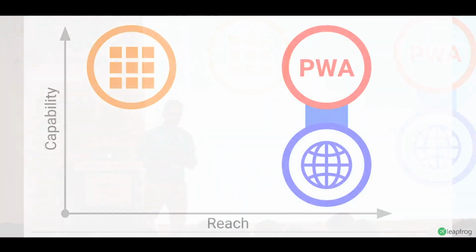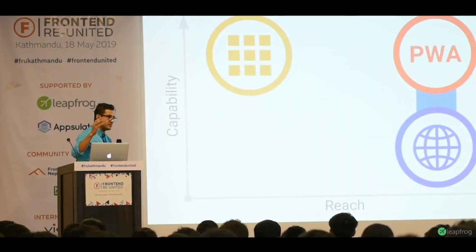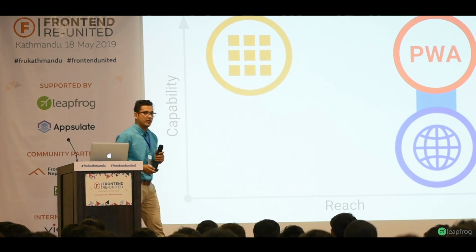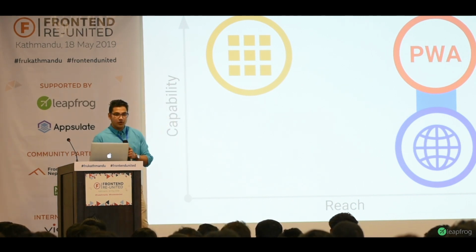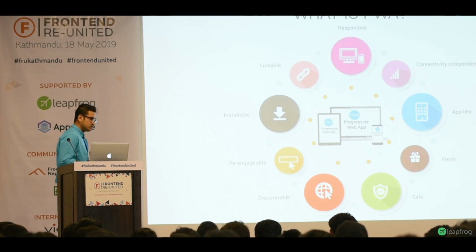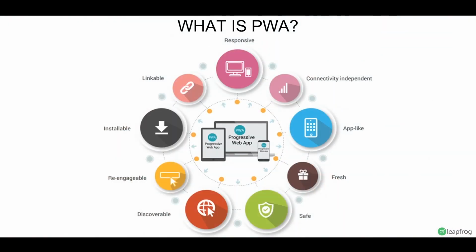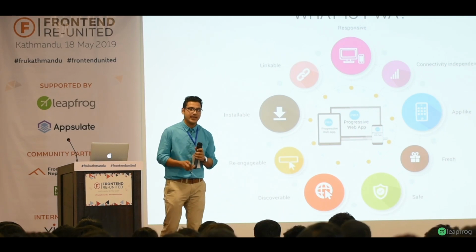It has the capability of native apps as well as the reach of the mobile web. The progressive web app lies somewhere between the higher capability of native apps and the higher reachability of the mobile web. That's where the progressive web app comes into action. So what is a progressive web app? It's simple. It's nothing but a bunch of web pages with some additions on top of it that make your web pages feel like native.